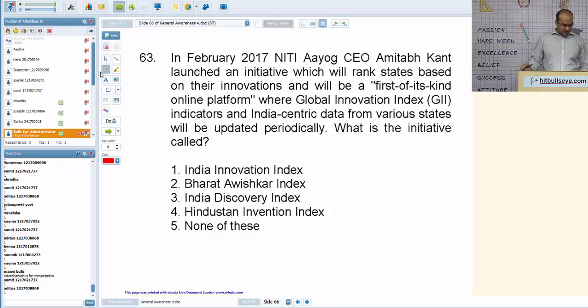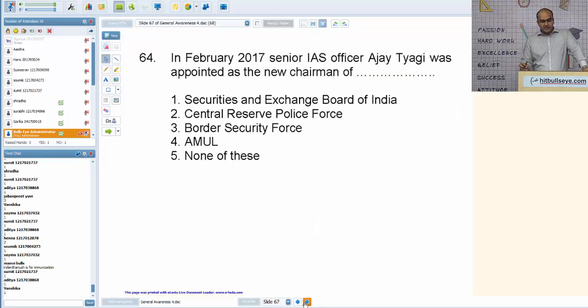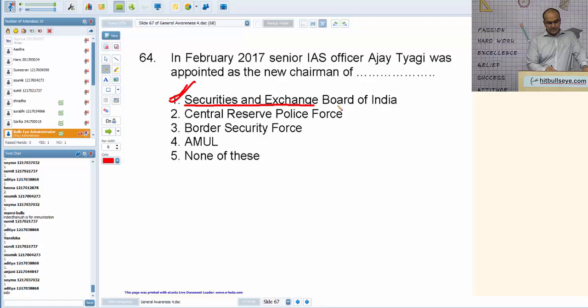What is the name of this initiative? It is the India Innovation Index, right? Another question which may be asked is, on which international index is the Indian Innovation Index based? Again, the answer would be the Global Innovation Index. Next, in February 2017, senior IAS officer Ajay Tyagi was appointed as the new chairman of which of these organizations? The answer is the Securities and Exchange Board of India. Most of you have the correct answer as well.